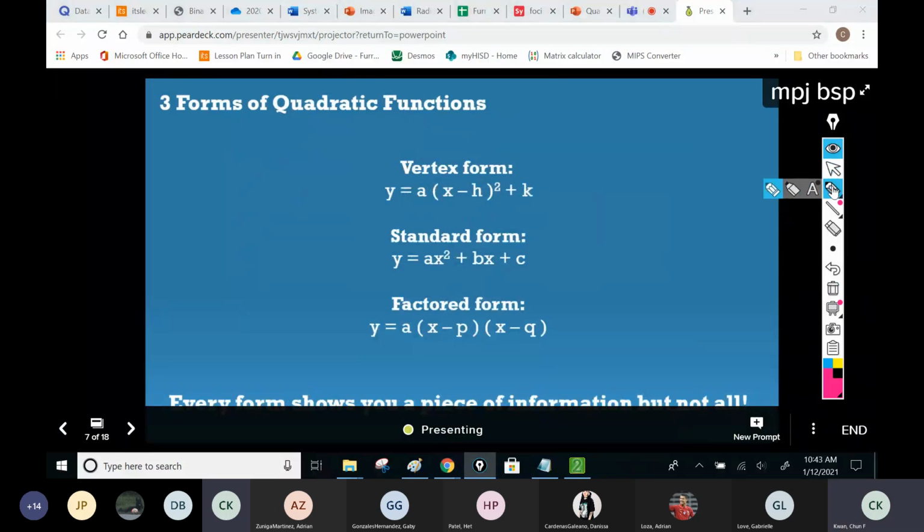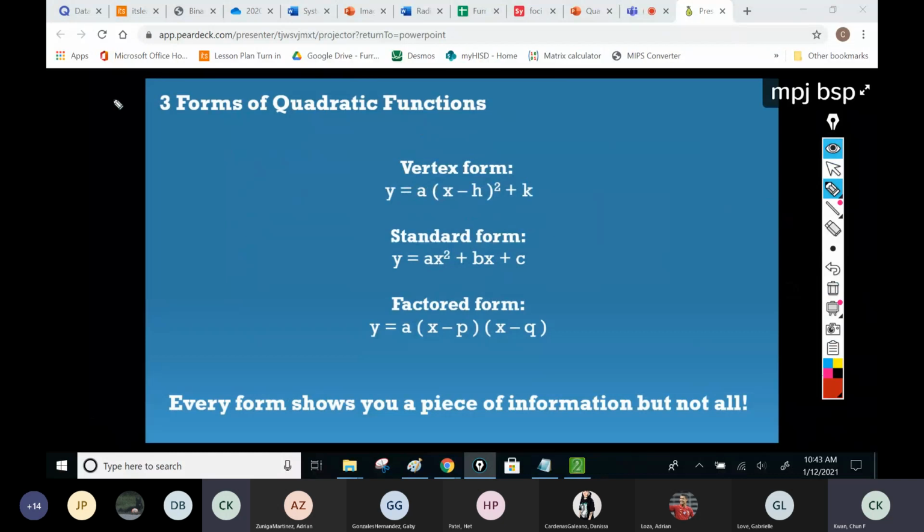All right, this is something I want you to copy down. Make sure you copy this down. There are 3 forms of quadratic functions. Make sure you copy this down very precisely. Don't make any mistakes on these forms. Either copy it down in your journal notebook or take a picture with your cell phone. So there are 3 forms.